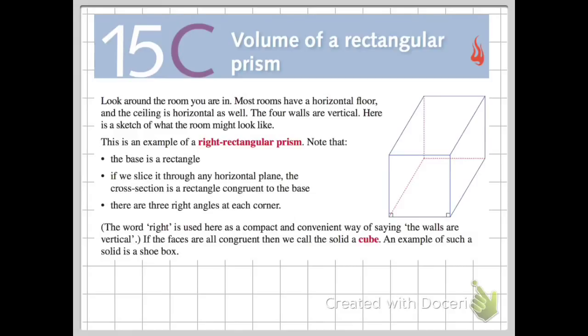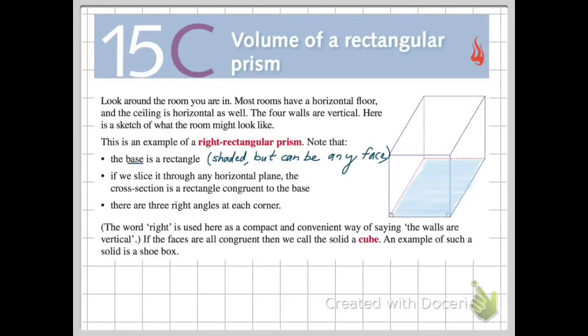Now let's look at the features of a right rectangular prism. The word right reminds us that you find right angles in the corners of the shape. First of all, the base is a rectangle, and I've shaded the base in blue, but note that the base can actually be any face of the shape.